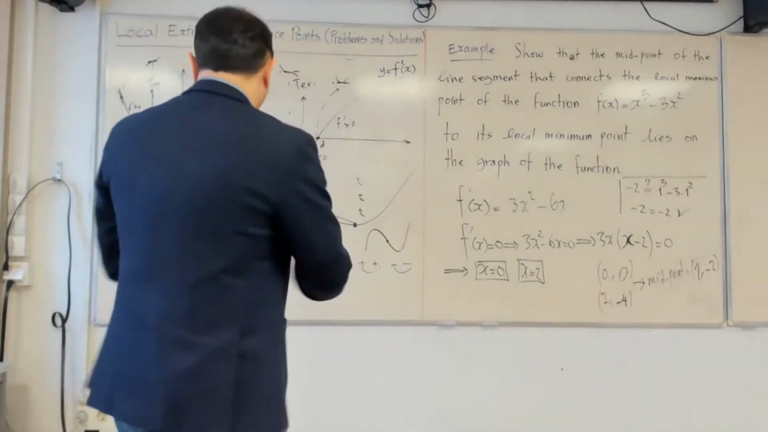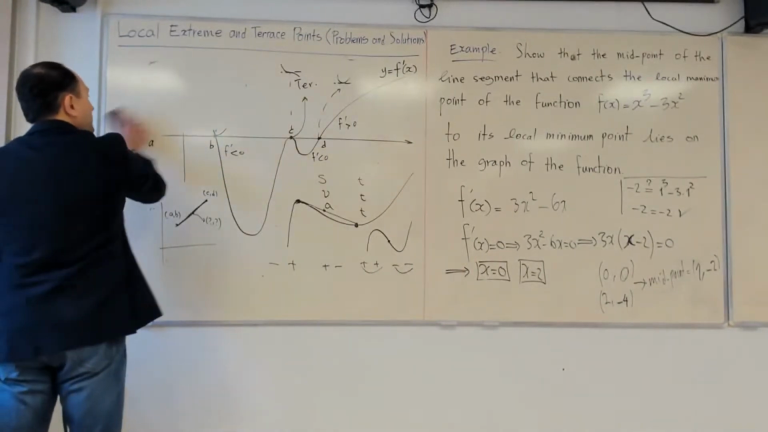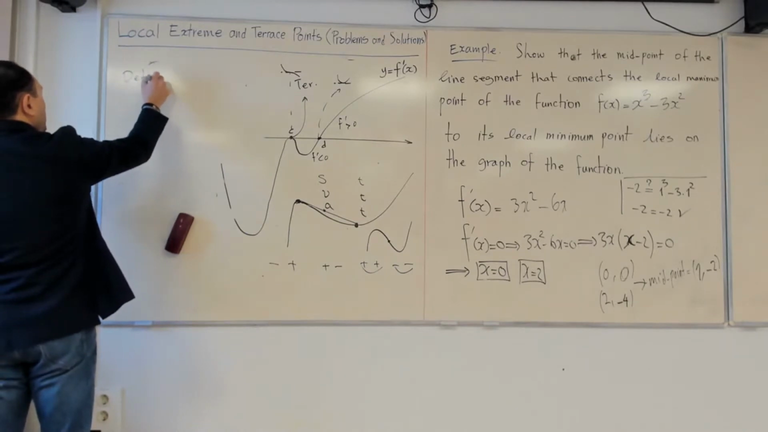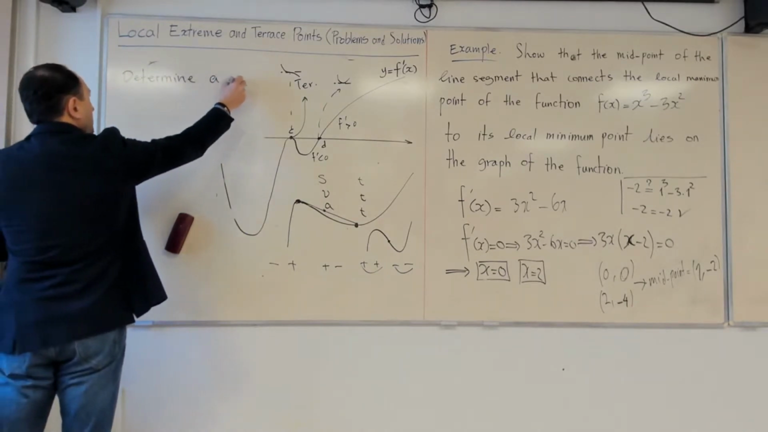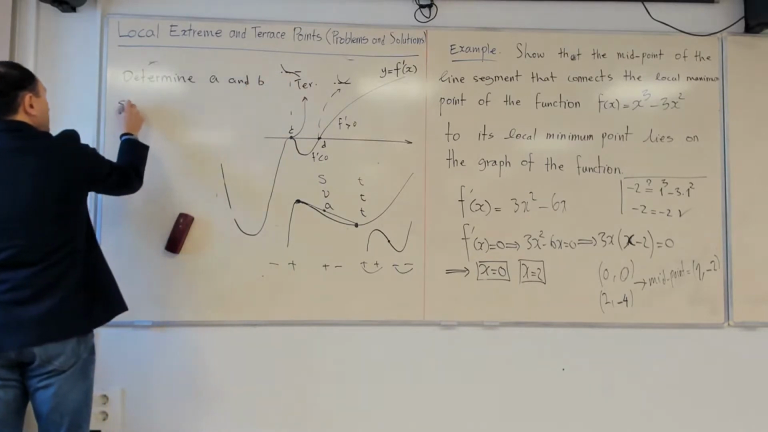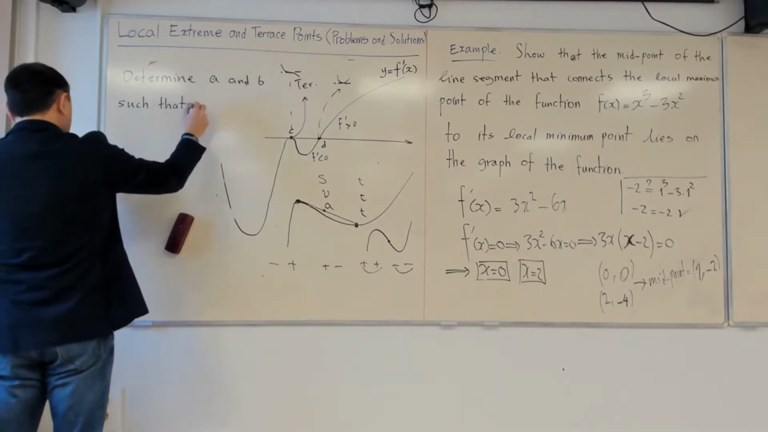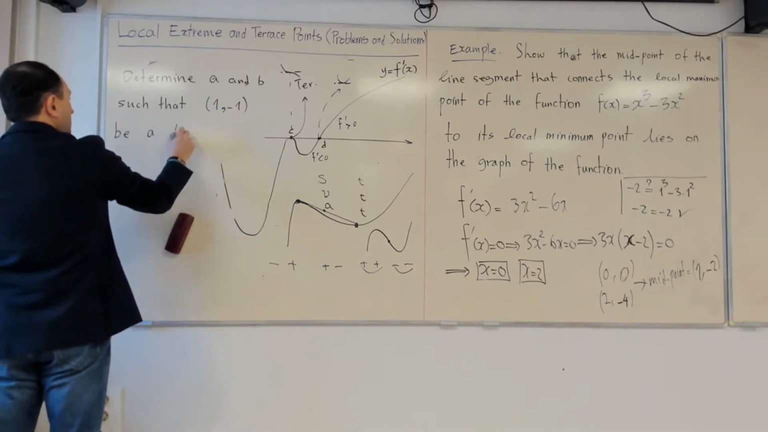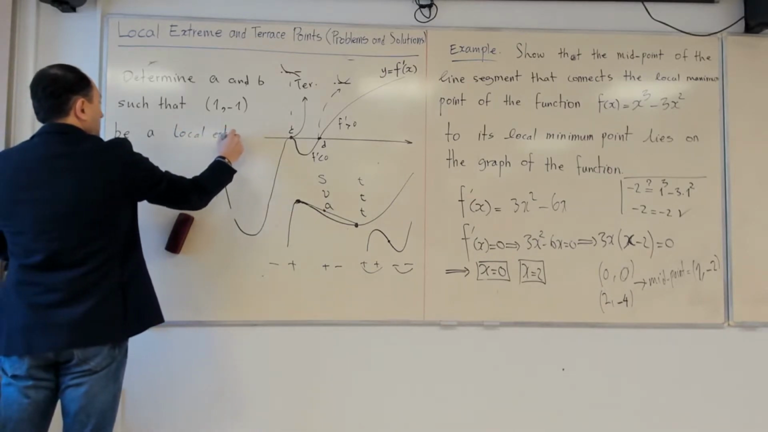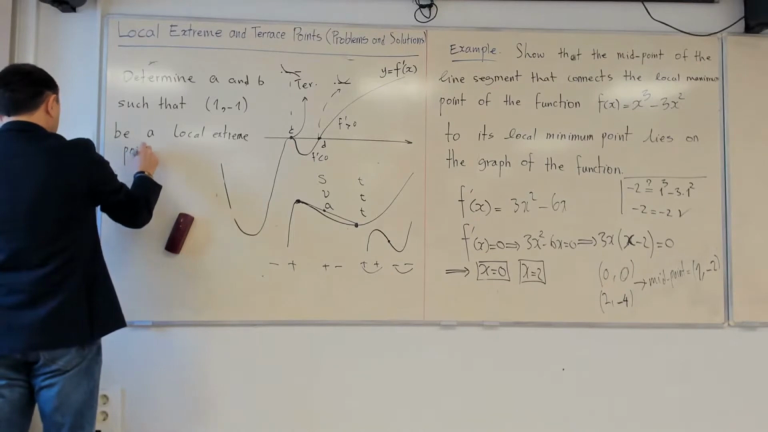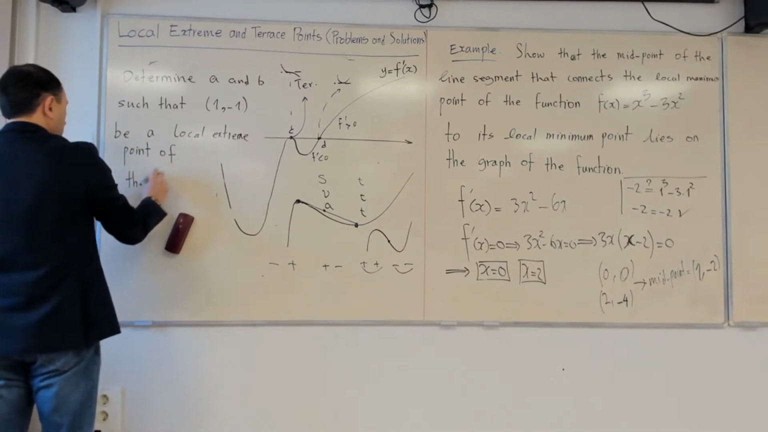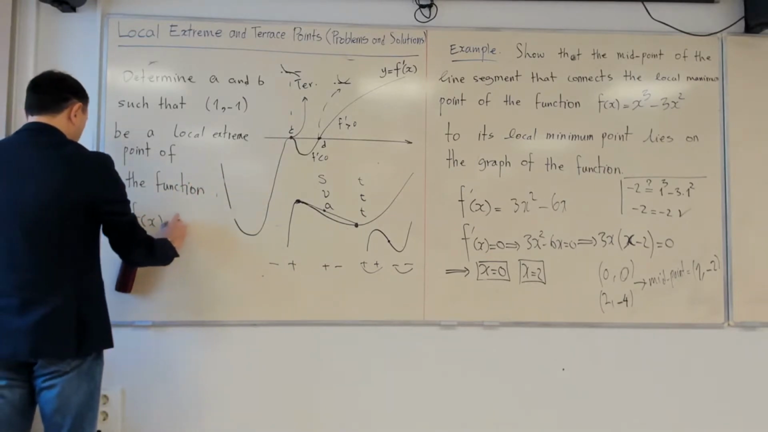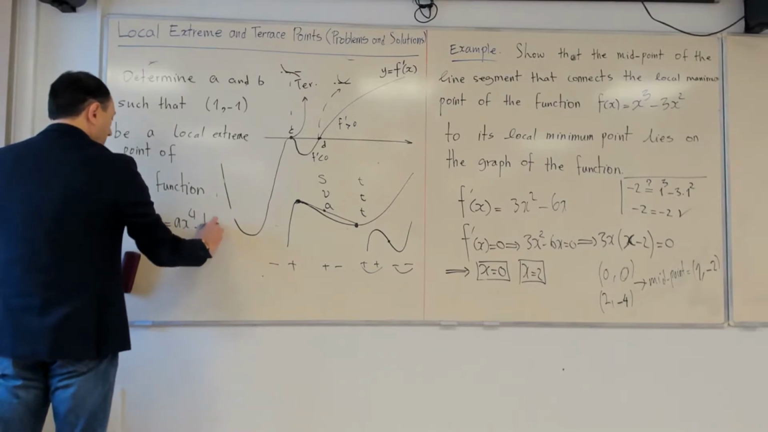Let me just write one question, and I want you to think about it at home. It's a very simple one, but this is also a typical question. So determine a and b such that 1 and minus 1 be a local extreme point of the function f of x is equal to ax to the 4th plus bx to the 3.